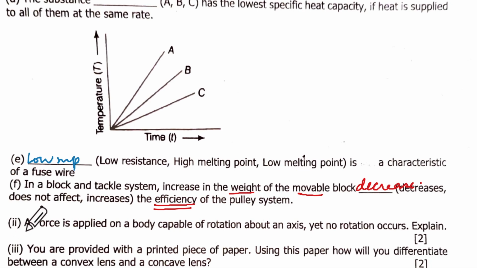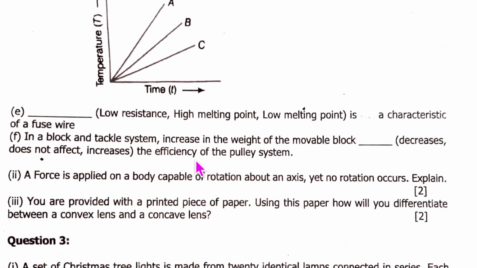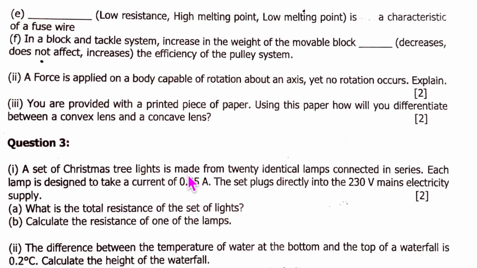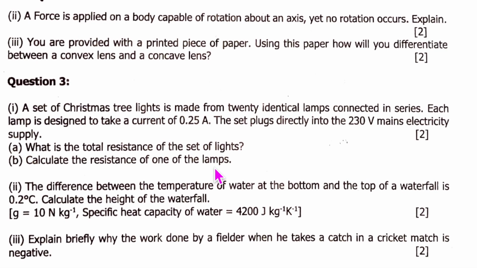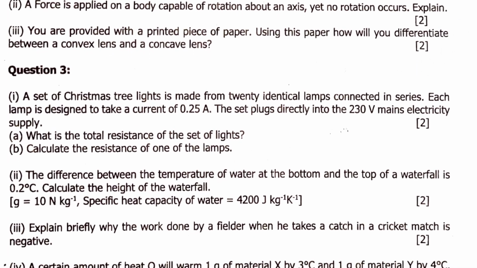This was also okay. Then we come to the second part. So out of 6 marks over here, check how many you will get from A up to F. Write in the margin, count and write the marks. If you don't write, you get 0. The force is applied on a body capable of rotation about an axis, yet no rotation occurs. When will no rotation happen?